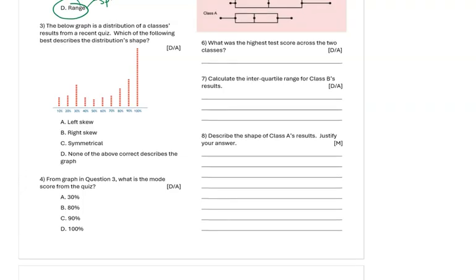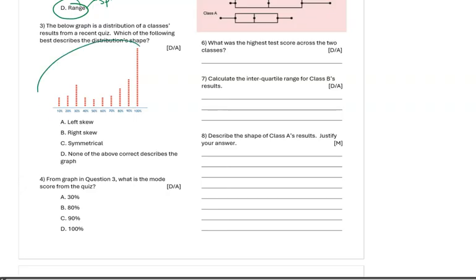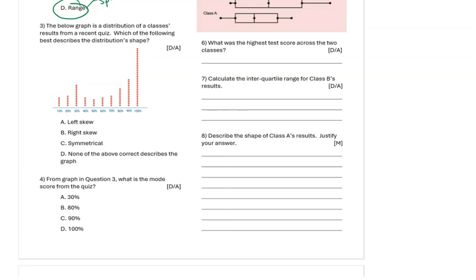Moving down to 3 and 4, scroll down so I can see both. The below graph is a distribution of the class's results in a recent quiz. Which of the following best describes the distribution's shape? This is the distribution in the graph that they're talking about. When you're chatting about the distribution in the graph, you're generally talking about one of 2 things: is it symmetrical or not symmetrical? In this case, it's clearly not symmetrical. If we draw a line in the middle, that right-hand side definitely doesn't match up with that left-hand side. So seeing that as one of the options is C, let's cross out C. We know it's not going to be that. If it's asymmetrical, which it is here, there could be a tail.